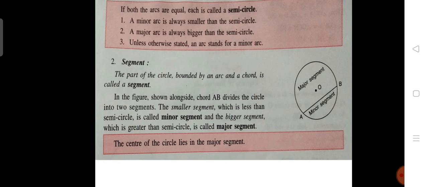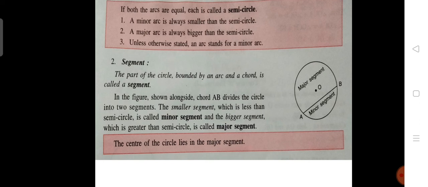And next is the segment. What is a segment? A part of the circle bounded by an arc and a chord is called a segment. It is also a part of a circle, obtained by an arc and a chord. Look at that figure. A circle is drawn with center O and a chord AB, which divides the circle into two segments. The smaller segment is called the minor segment and the larger segment is called the major segment.